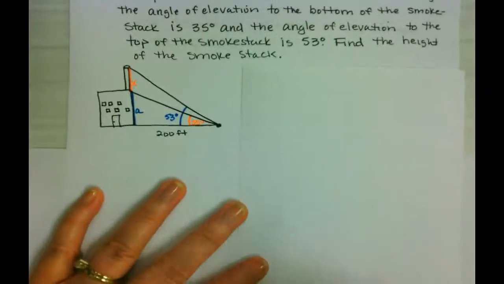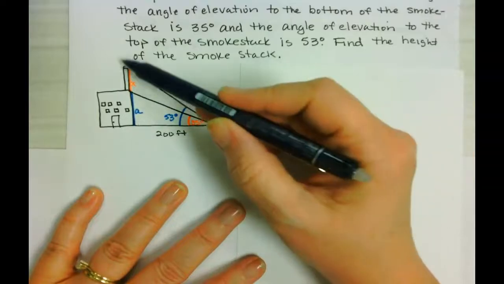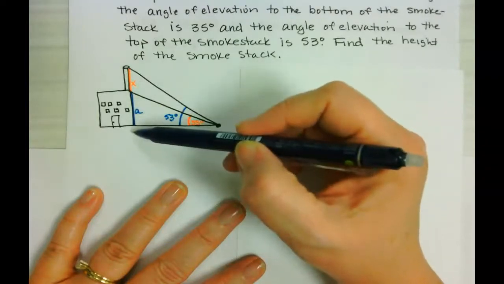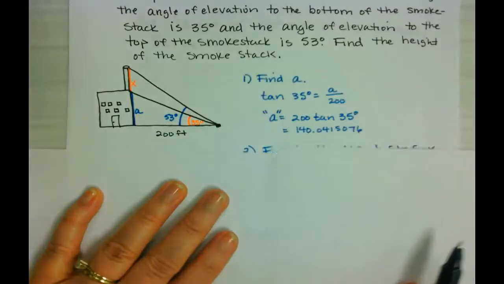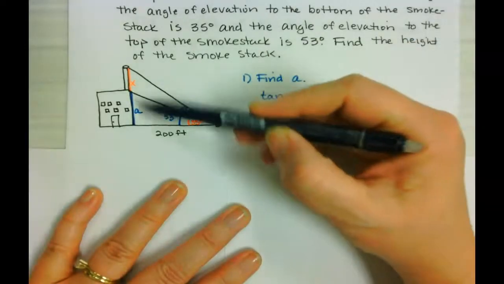So my plan is going to be to find the height of this, which is A, and then I'm going to find the height of the whole thing, which would be x plus A, and then I'm going to subtract them to figure out what x is. And so that's my plan. So the first thing I'm going to do is find A. And so A is this piece right here.